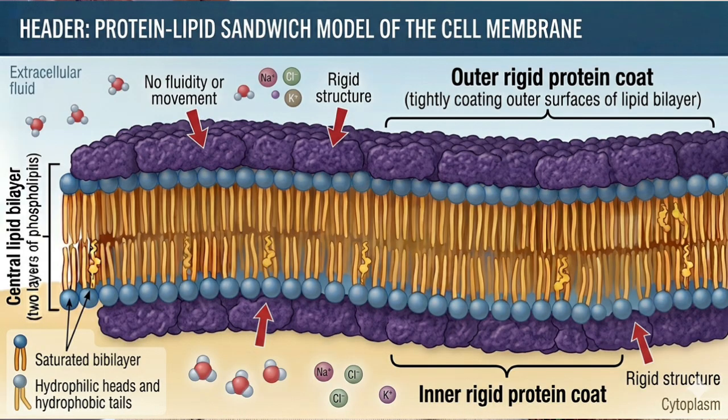So now you've seen how the fluid mosaic model explains real life processes. But how did scientists actually prove all of this? Let's look at experiments that changed everything. Before the fluid mosaic model, scientists believed the membrane was rigid, a neat, structured sandwich, lipids in the middle, proteins on the outside. Simple, clean, and completely misleading. Because when they tested it, the evidence didn't match.